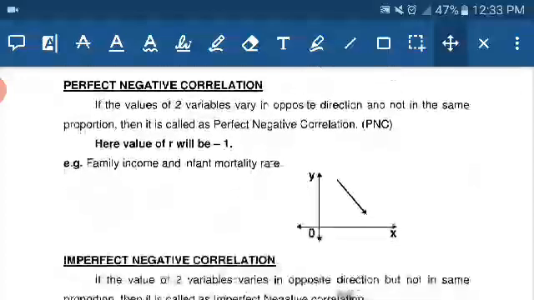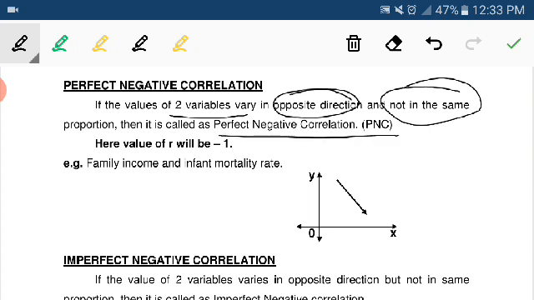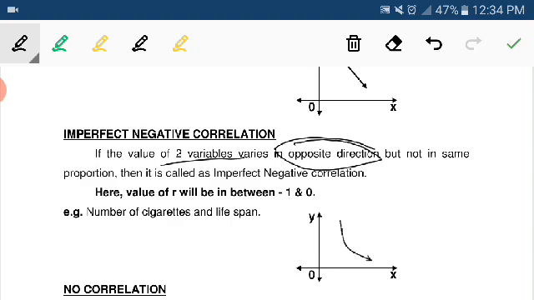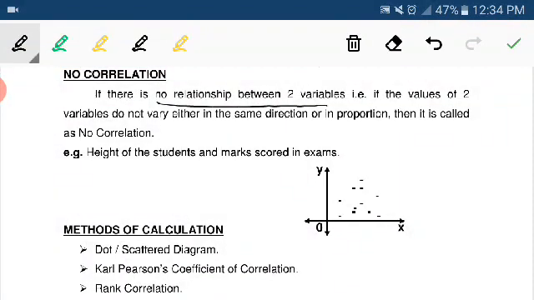Perfect negative correlation: if the values of two variables vary in opposite directions in the same proportion, it is a perfect negative correlation. Then the value of r is -1. Imperfect negative correlation: if the values of two variables vary in opposite directions but not in the same proportion. No correlation: if there is no relationship between two variables, if the values of two variables do not vary either in the same direction or in the same proportion, then it is called no correlation.